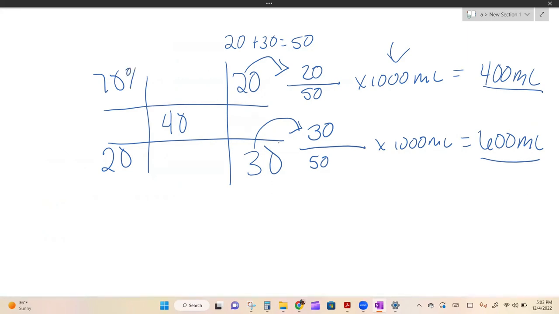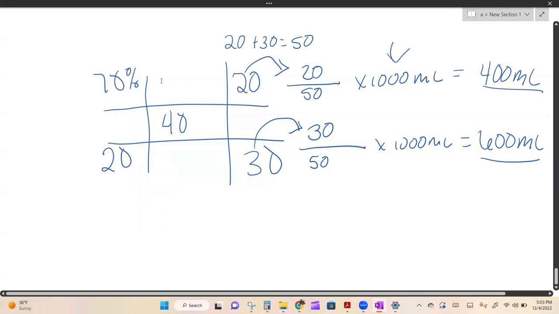So we can read it across. This is for the 70%. So we need to add 400 ml of the 70% solution, and of the 20% solution, we need to add 600 ml, and that will make our 40% solution.